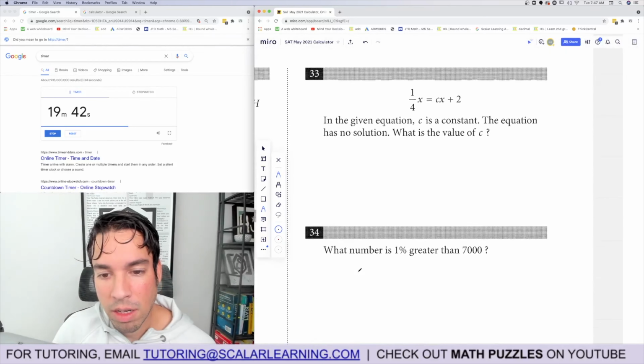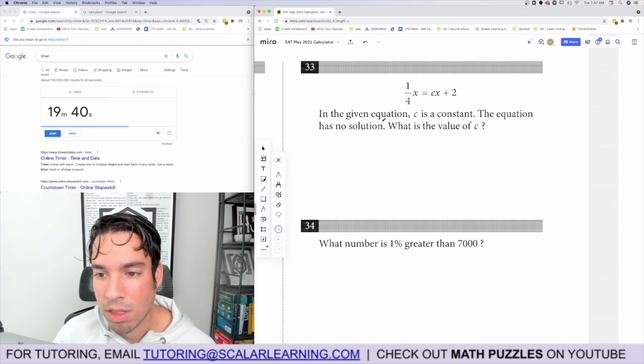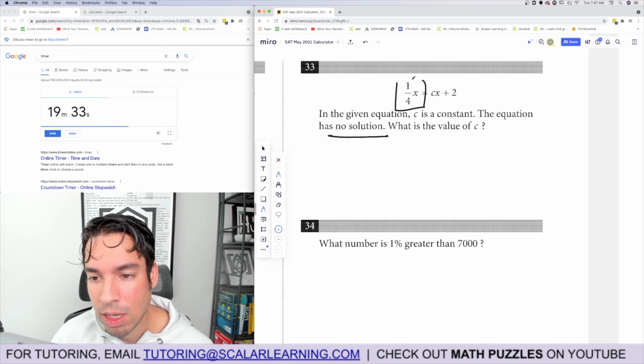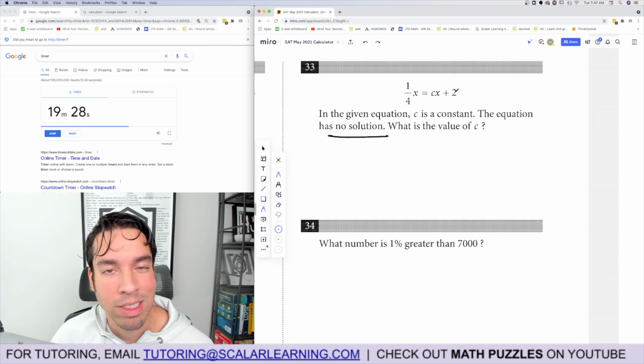Number 33. In the given equation, C is a constant. The equation has no solution. Okay, what does that mean? That means when we have an equation like this, these two parts should be equal to each other, and then there should be some extra piece that throws it off.